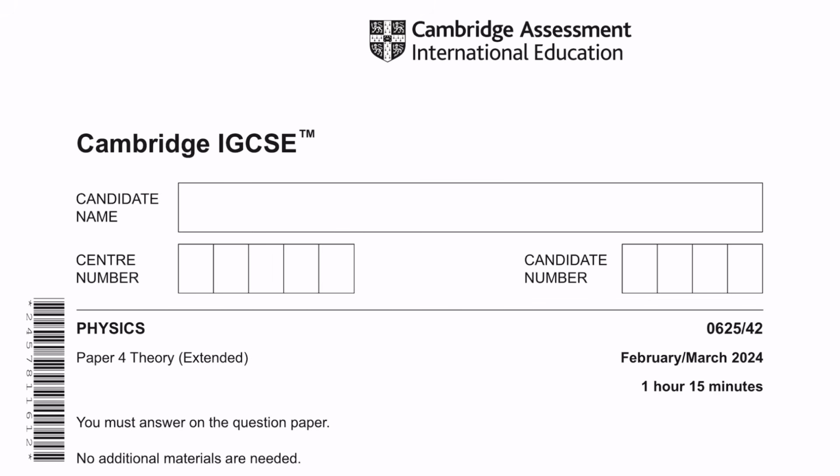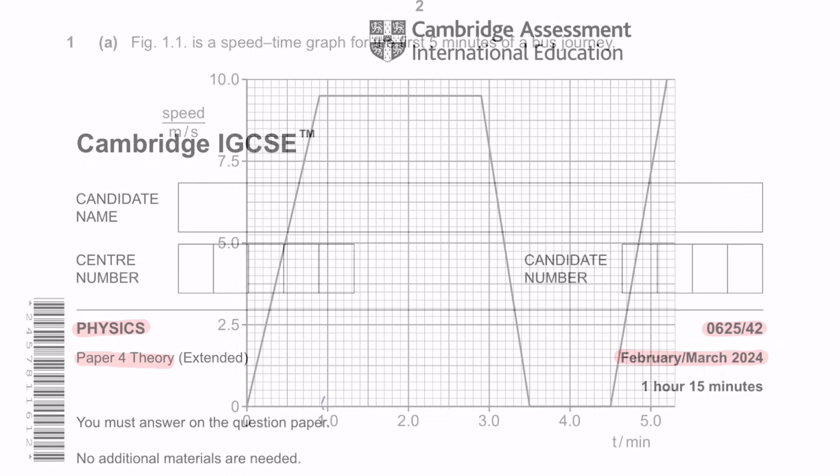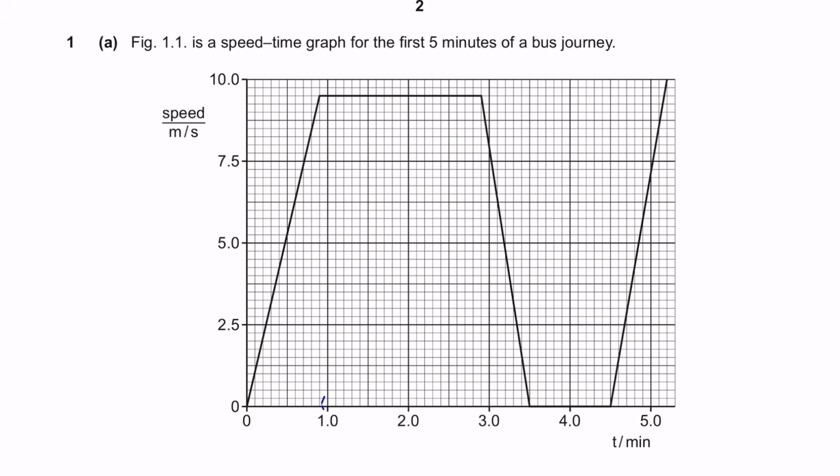This video is a tutorial for Physics, Paper 4 Theory, Paper 4-2 from the February-March 2024 examinations. For those of you who are taking the May-June and October-November series this year, this paper can be really helpful, as in 2023 some of the questions were repeated from the February-March paper.